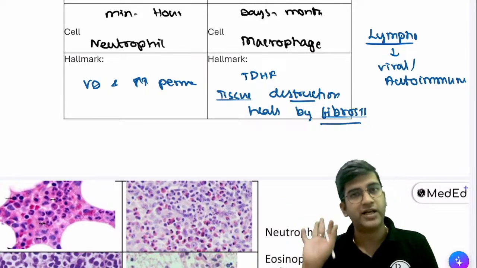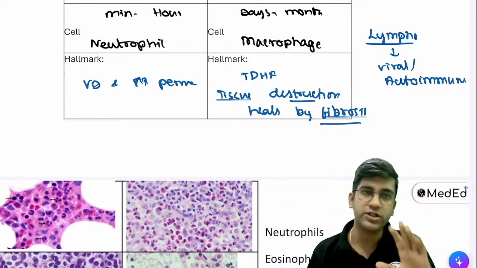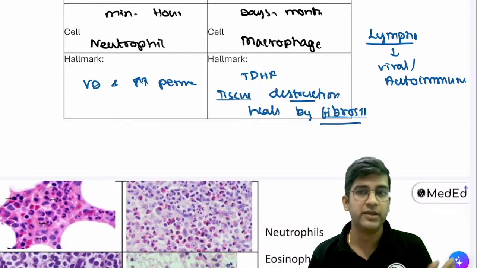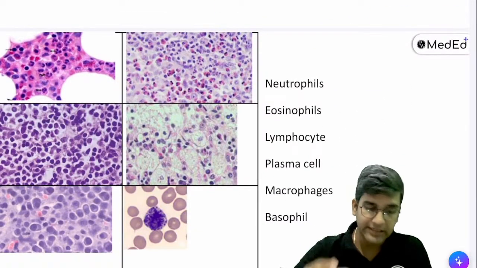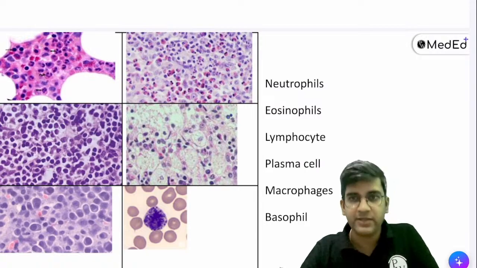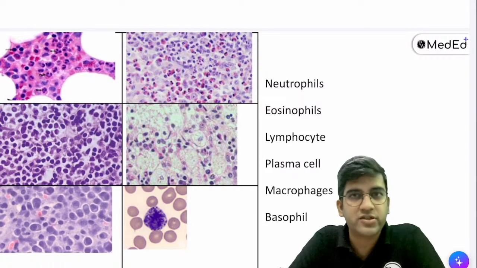Microscopy will have macrophages and lymphocytes if it's due to viral or autoimmune etiology, and neutrophils and vascular permeability are the hallmark, right? Now let's have a quick look at all the inflammatory cells. This slide is very important for you. I'll share the PDF later. Take a screenshot of this and put it as your wallpaper for a couple of days, fine?